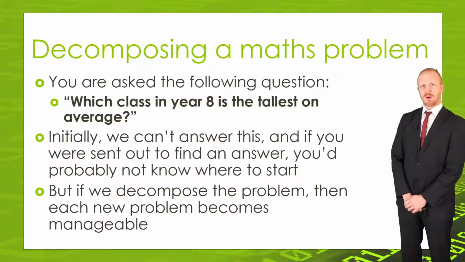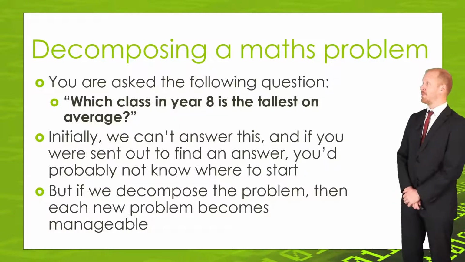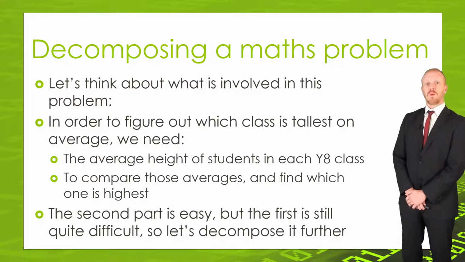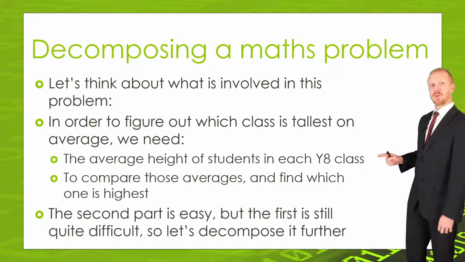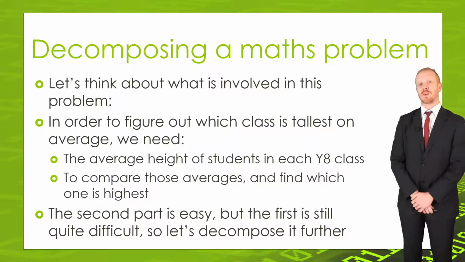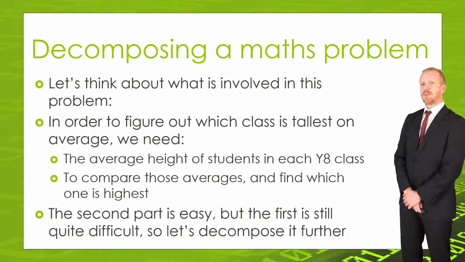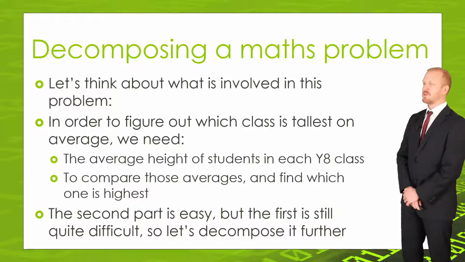But if we start decomposing it, we can get to a point where we can find out the solution with relative ease. So as we initially can't answer it, we need to think, what could this consist of? So the question, which is the tallest class, we probably need to do two things. We probably need to find the average height of each student of each class in year 8 and then compare those averages and find which one is the highest. So the second part's easy. Once you've got the average heights, you can easily look through and see which one is the biggest. But finding the average height of the student, not so easy.